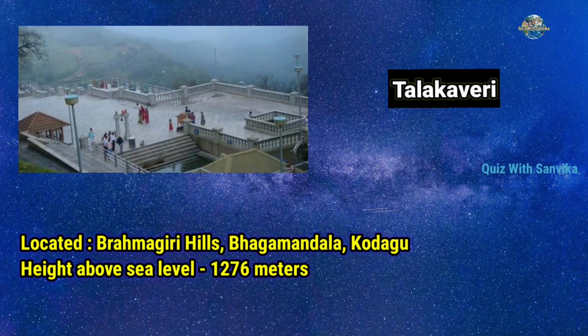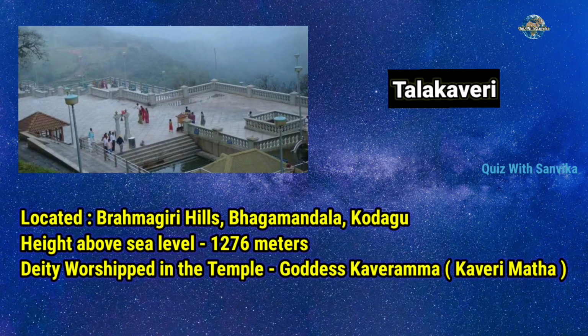It is located in Brahmagiri Hills, Bhagamandala, Kodagu. Height above sea level is 1276 meters. The deity worshipped in the temple is goddess Kaveri Amma, Kaveri Mata.